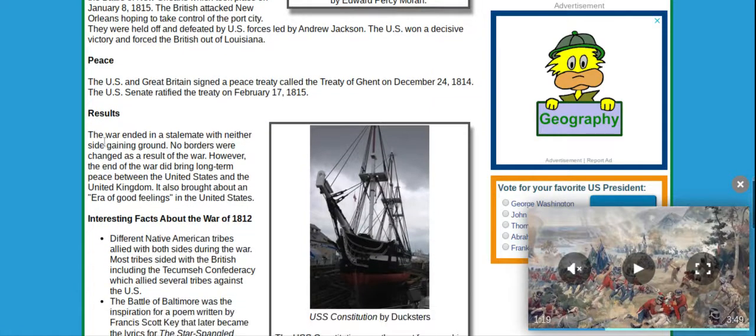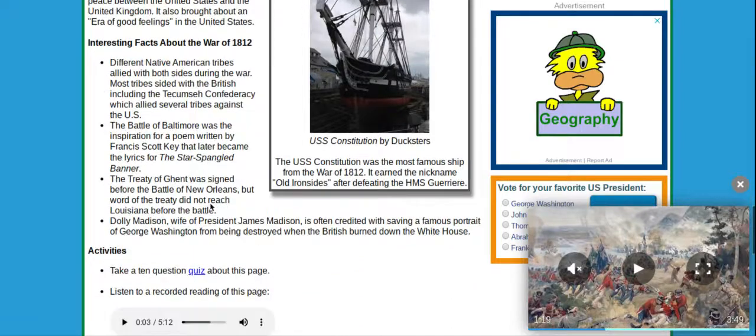Results. The war ended in a stalemate with neither side gaining ground, which means nobody really won this war. No borders were changed as a result of the war. However, the end of the war did bring long-term peace between the United States and the United Kingdom. It also brought about an era of good feelings in the United States. And there's some interesting facts down here.